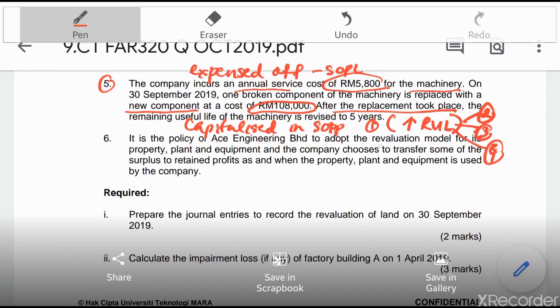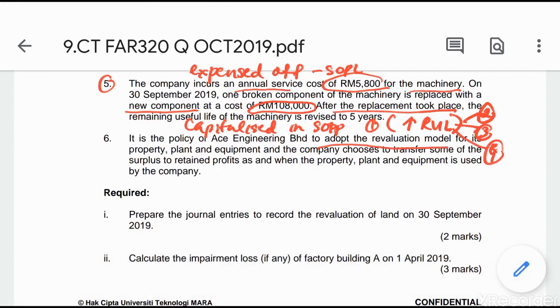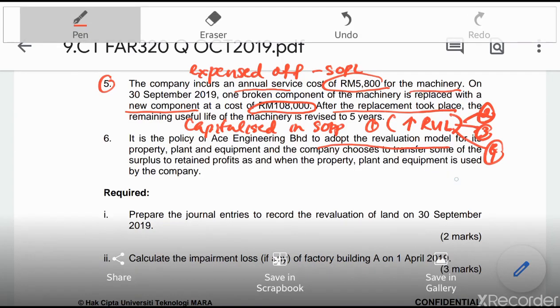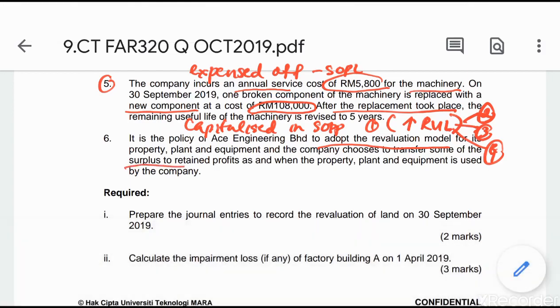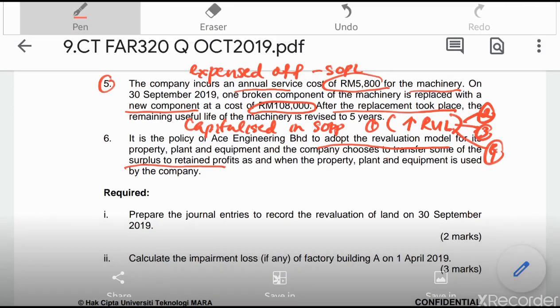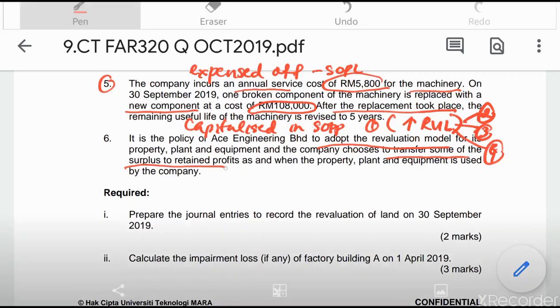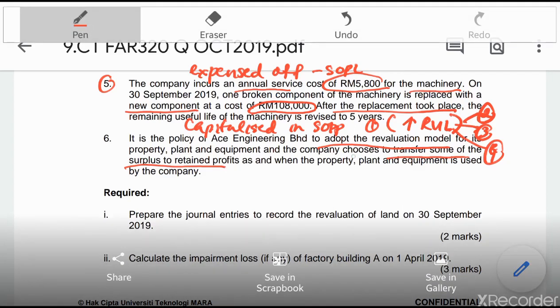The last information is telling you that the company adopts the revaluation model. So for the asset PPE, the company uses the revaluation model. It means that if there are any changes in the market value, the fair value of the asset, it will be reflected in the account. And you also have this information that the company has a policy that it will transfer some of the surplus to the retained profit.